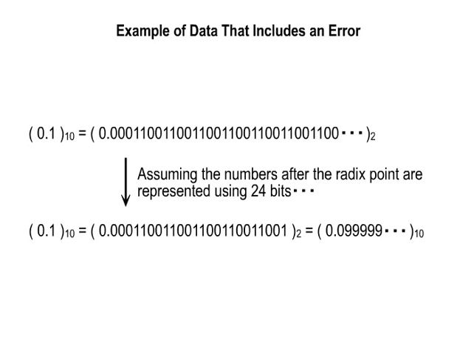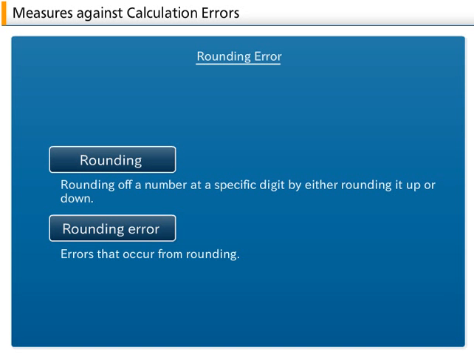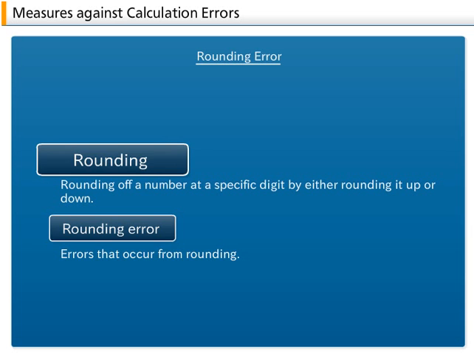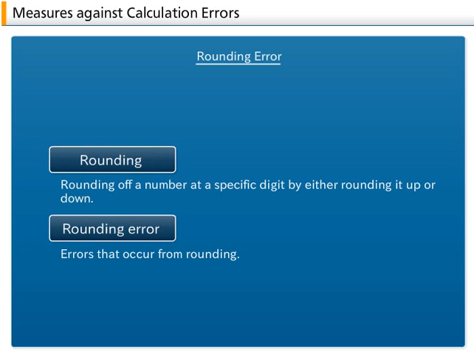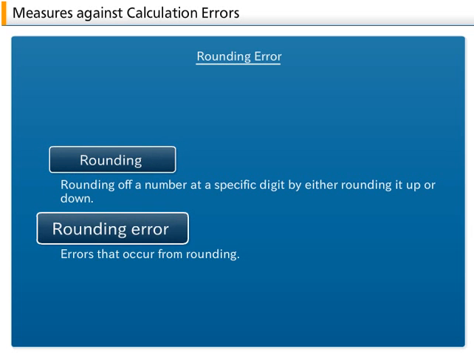There are many kinds of errors. Let us look at the explanations of the typical ones. 1. Rounding error. Rounding off a number at a specific digit by either rounding it up or down is called rounding. Errors that occur from this process are called rounding errors.